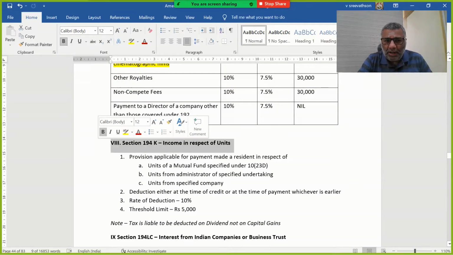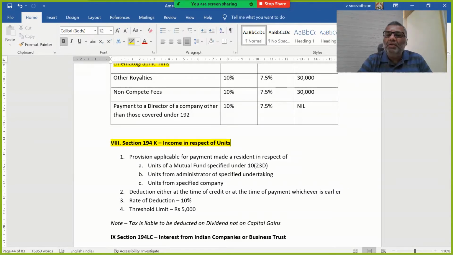This is for the same dividend, but of mutual funds. Whatever you studied in 194 for dividend, it is the same one, but this is for mutual funds. The provision is applicable for payments made to a resident, because for a non-resident the rate is 20%. I will tell you again when we do the non-resident, in respect of units of a mutual fund specified under section 10(23), units of administrator of undertaking and specified company.